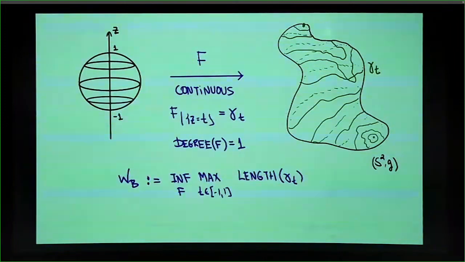And then what Birkhoff did was to define this number, which is, so for each such F, for each such family of curves sweeping out S^2, you will compute the maximum length of the curves in the family. Okay, so you have the green curves here. You will try to find the one that has the maximum length for this family F, and then you will minimize over all possible Fs.